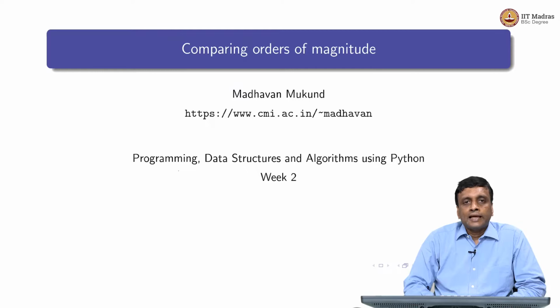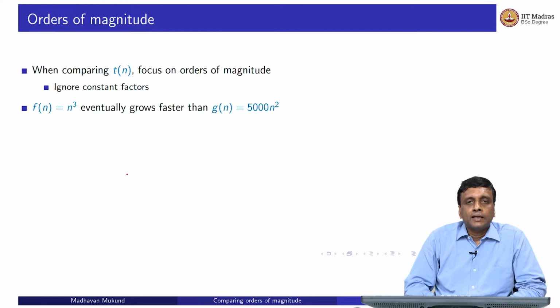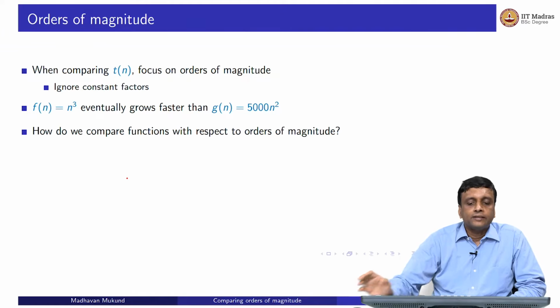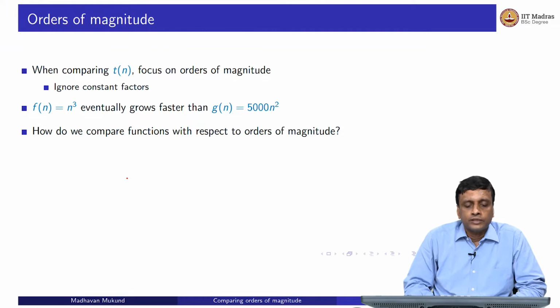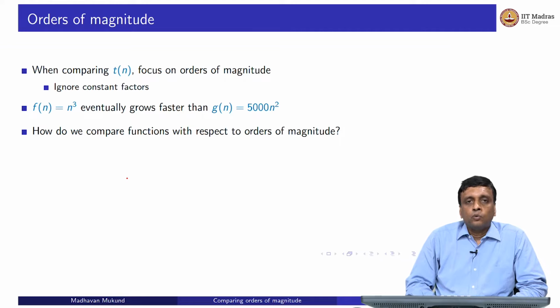So we are talking about the analysis of algorithms. We said that we are interested in measuring up to orders of magnitude, and we are looking at this asymptotic complexity. So we want to know what happens as n becomes large. We would like to say that n cubed eventually grows faster than 5000 n squared. So we now want some way of writing this down precisely.